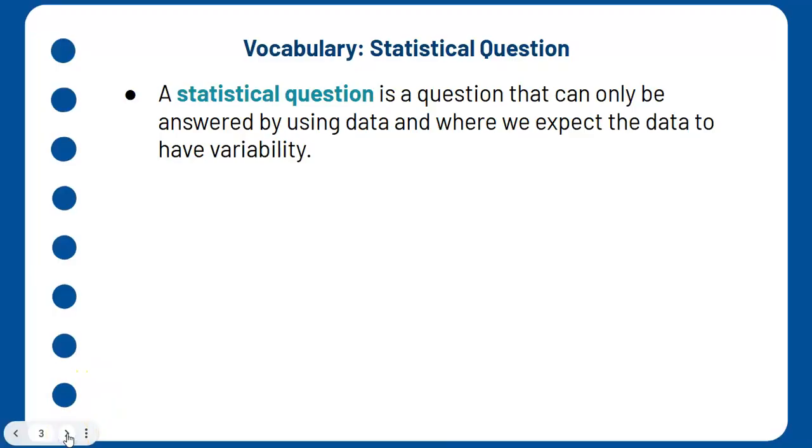In earlier grades, we learned that there's variability in a dataset if not all of the values in the dataset are the same. A statistical question is a question that can only be answered by using data, and where we expect the data to have variability. Variability means there's going to be different answers to the question. Let's look at some examples.